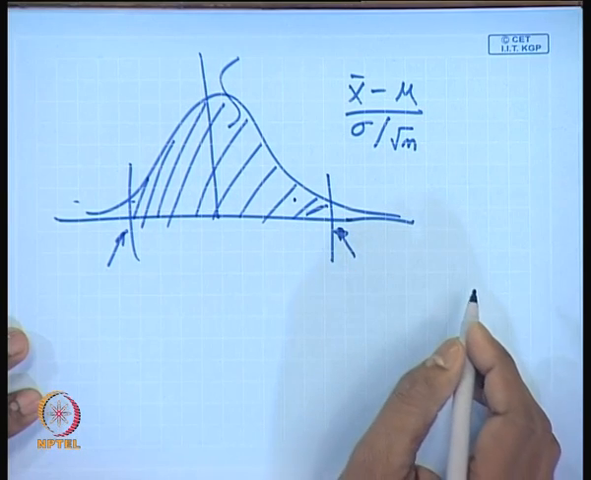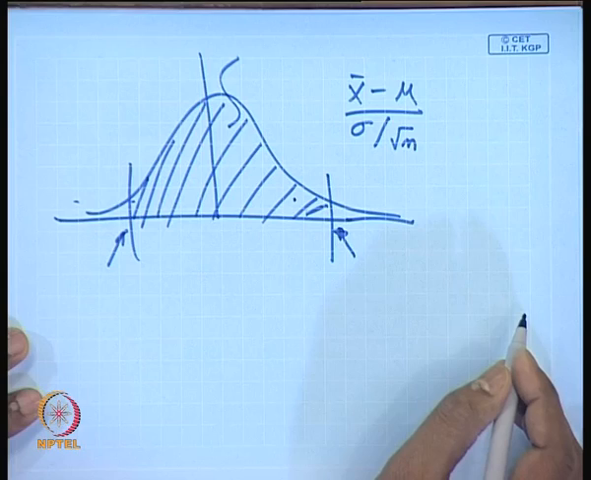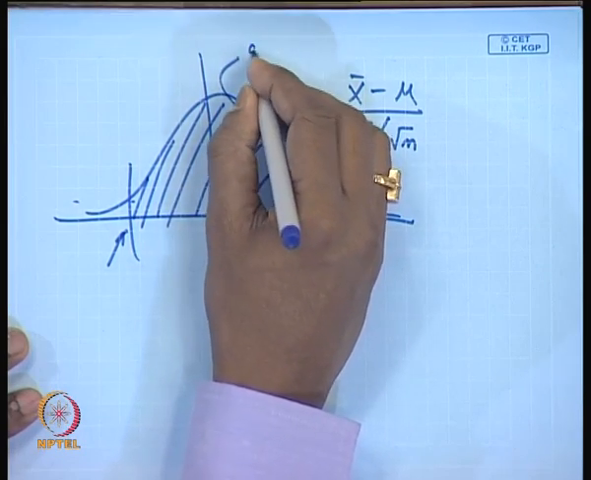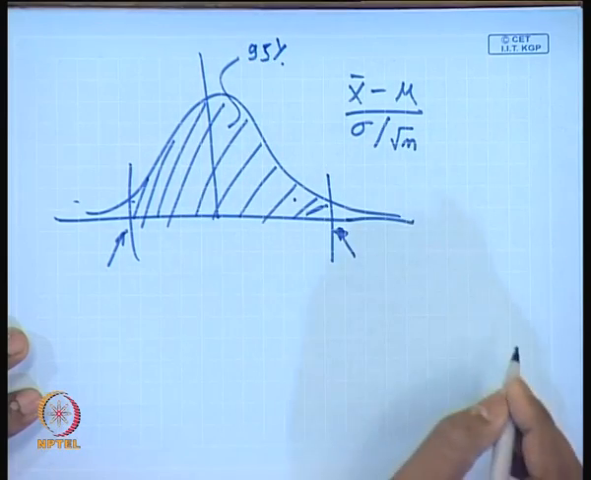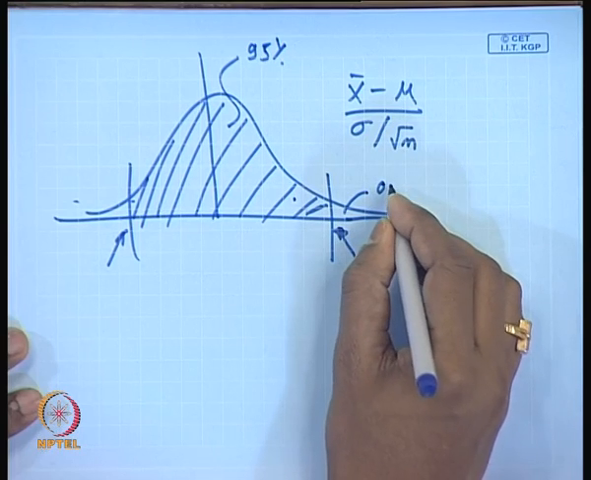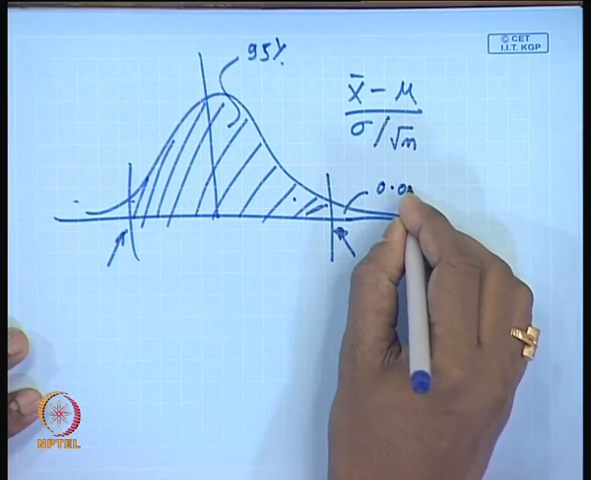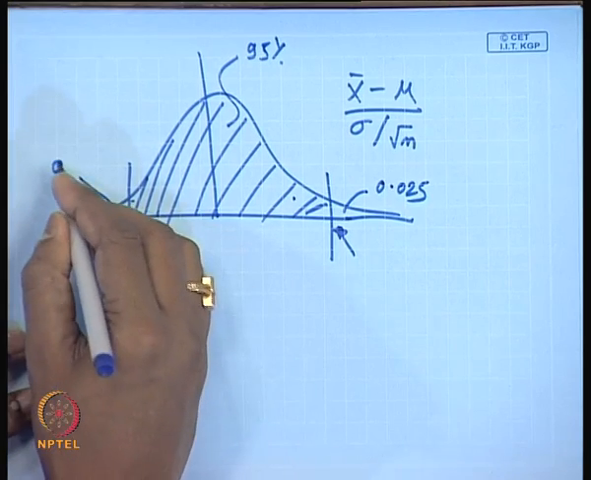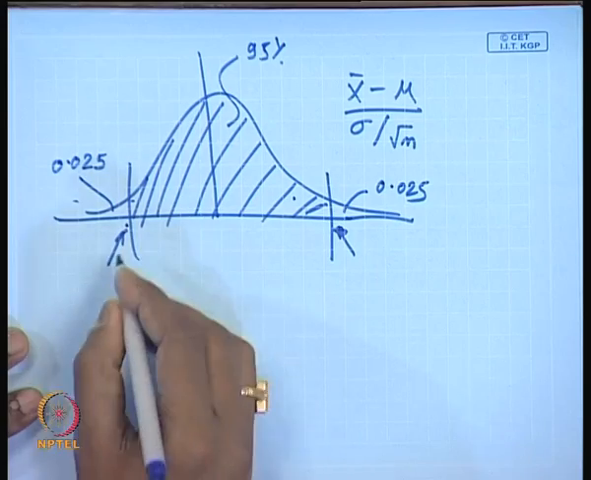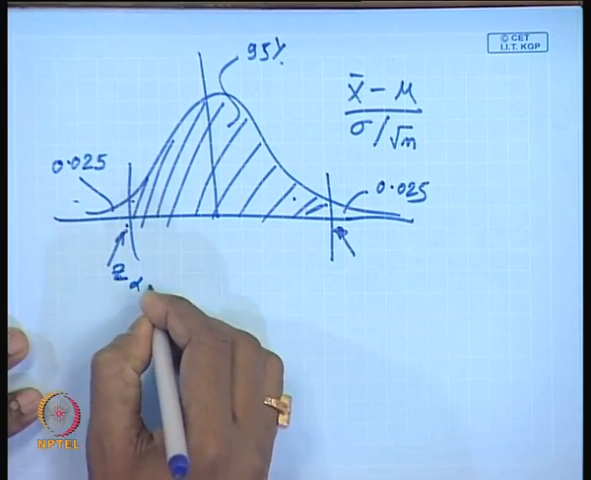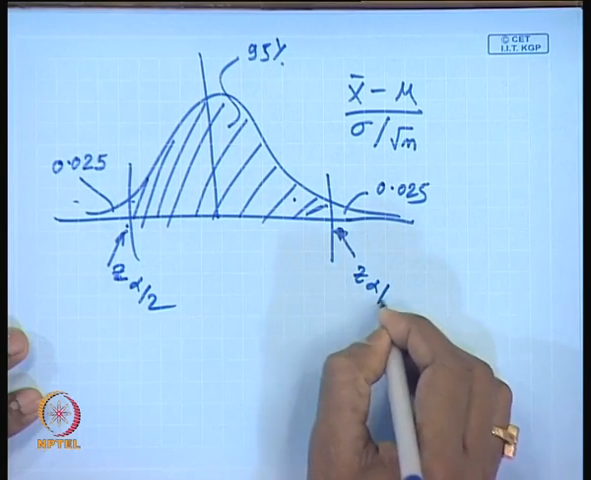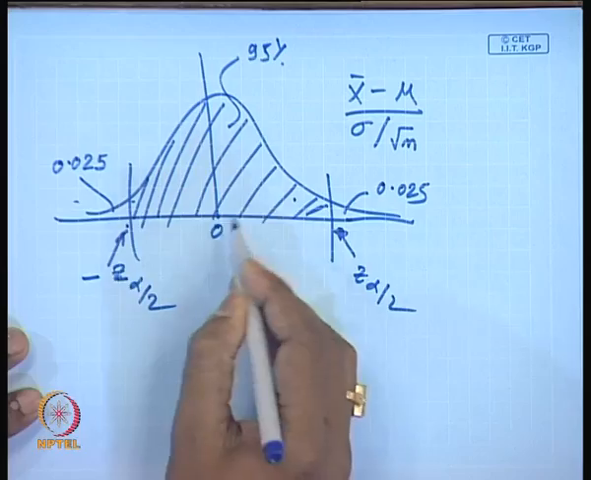Now if I say that this confidence level is, say, 95 percent, then whatever is remaining here is 0.025, and whatever is remaining here is again 0.025. So we have to find out these two values. Suppose I call this one z alpha by 2 and this one, say, minus z alpha by 2. Obviously this will be on the negative side, and this is 0 for the standard normal.